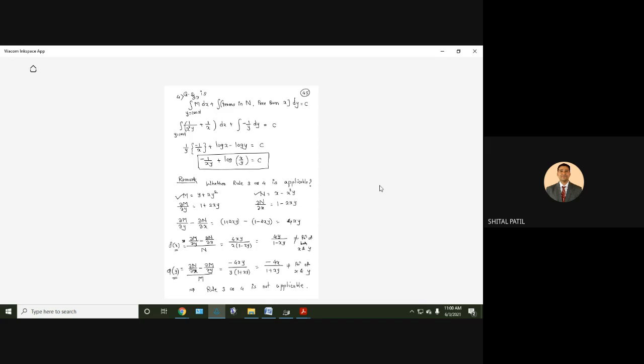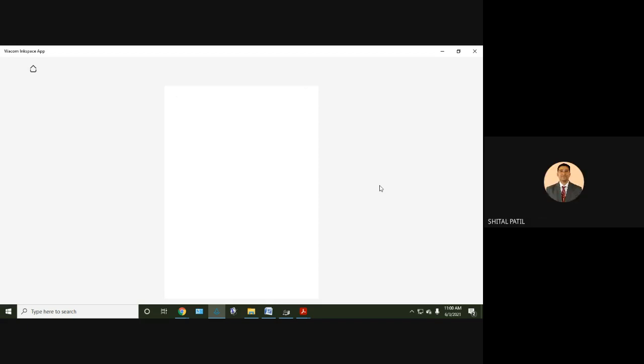3xy squared. Sorry, what is the page number now? 46? Okay. Right. 3xy squared minus y cubed dx plus xy squared minus 2x squared y dy equal to 0.